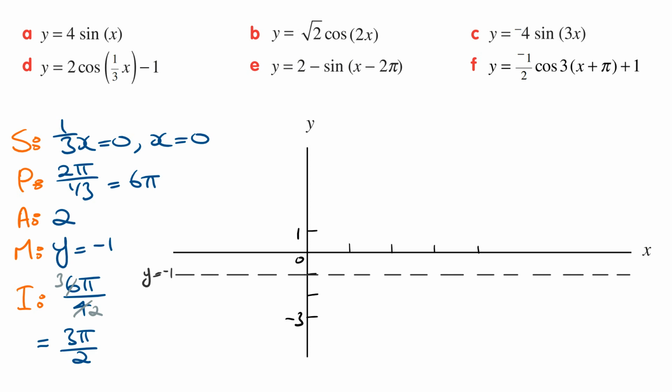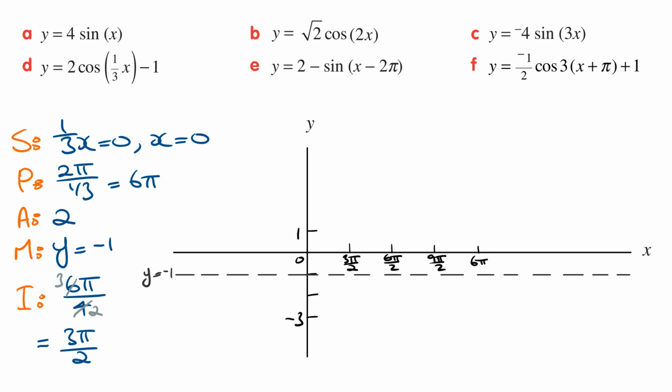And so starting from 0, the first interval is going to be 3 pi on 2. And then adding another 3 pi on 2, this is going to be 6 pi on 2. And then adding another 3 pi on 2, this is going to be 9 pi on 2. And then 12 pi on 2, which is the same as 6 pi. And this is the period of this function.